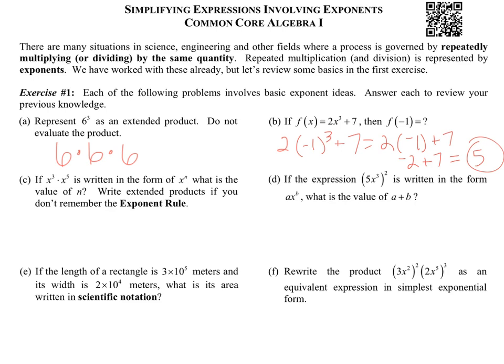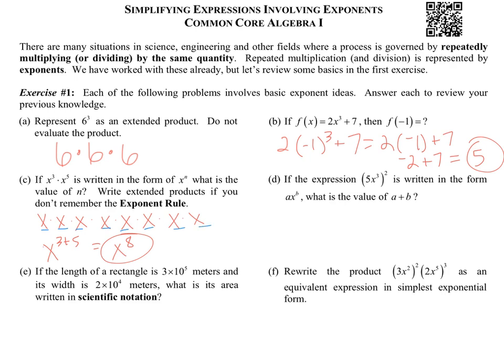So letter C. If x to the third power times x to the fifth power is written in the form of x to the n power, what is the value of n? It's saying if you were to combine them, what would the final product be? Remember, x to the third power is x times itself 3 times. X to the fifth power is x times itself 5 times. So really what you're doing is you're adding them. It becomes x to the third plus fifth, which is x to the eighth power. And if you counted, there are 1, 2, 3, 4, 5, 6, 7, 8 x's there.